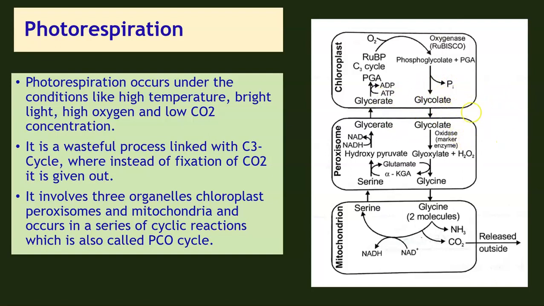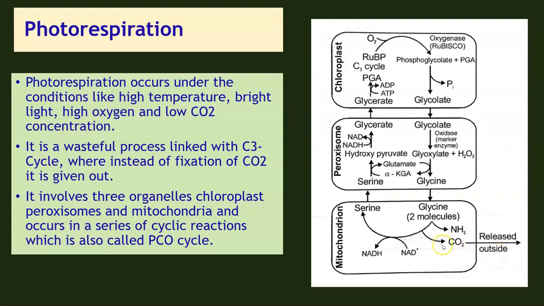Later, it is converted into glycolate in the chloroplast itself. Then it is sent to the peroxisome. This glycolate is converted into glyoxylate by the enzyme oxidase, and it is converted into an amino acid, glycine. This glycine is then further sent into the mitochondria. Now, in the mitochondria, glycine is converted into 2 molecules of serine and carbon dioxide is given out. You can see here carbon dioxide is released.